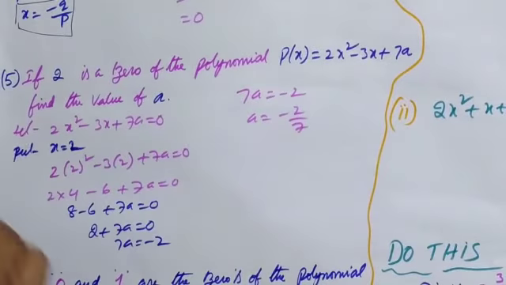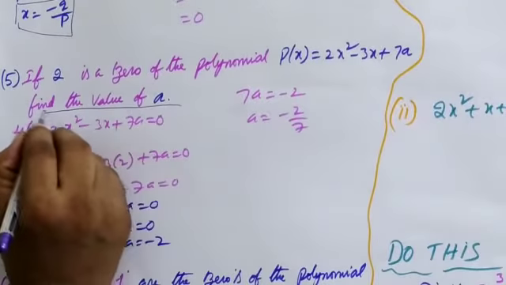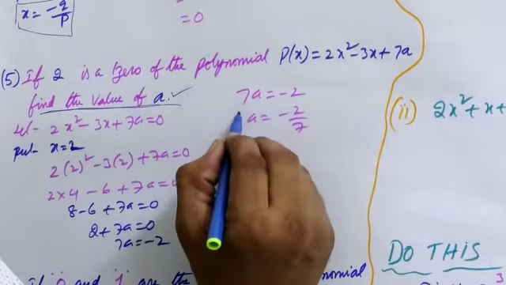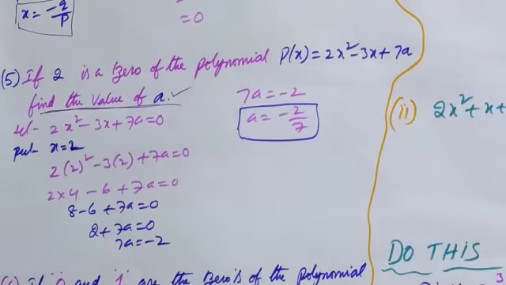What is the a value? Find the a value. Therefore a is equal to minus 2 by 7. Go to 6.